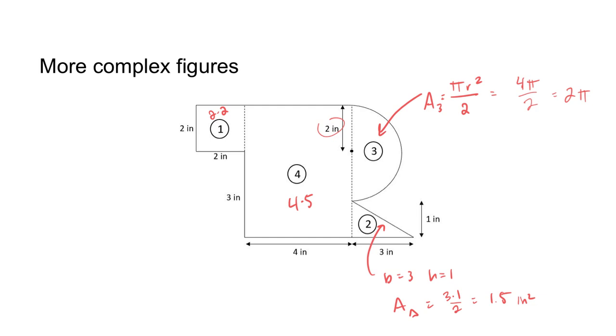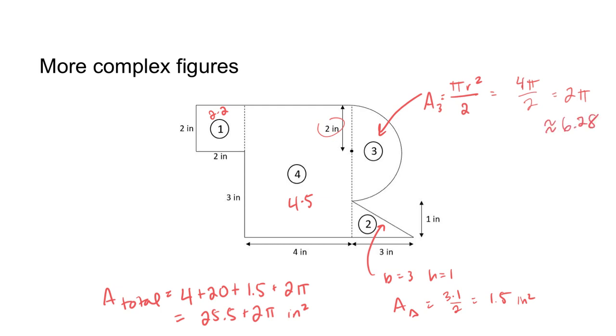You're going to want to go ahead and add all of those up to find the total area. If I want to be exact about this, I would say 4 plus 20 plus 1.5 plus 2 pi, and I would simplify that to simply 25.5 plus 2 pi inches squared. That's perfectly fine. If you wanted to go ahead and approximate this to 6.28 and then add up an approximate total, that's fine too. Really depends on the directions of any given problem.